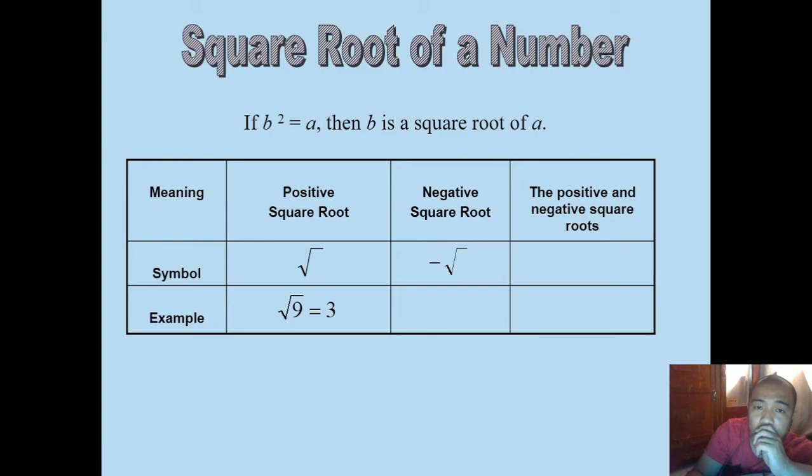Negative square root can be written like this: negative, then the radical sign. Example, negative square root of 9 is equal to negative 3. The positive and negative square roots: we have here positive negative radical sign. Example, positive negative square root of 9 is equal to positive negative 3.